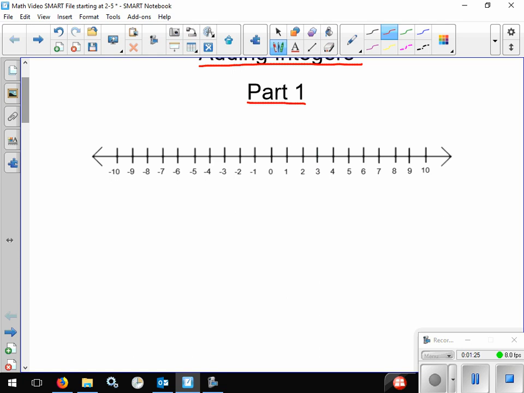Okay, so for example, we're going to start with adding integers with the same sign. So I have -3 plus a -2. When I say adding integers with the same sign, I mean that 3 has the same sign as 2. They're both negative. Both are negative numbers. Okay?